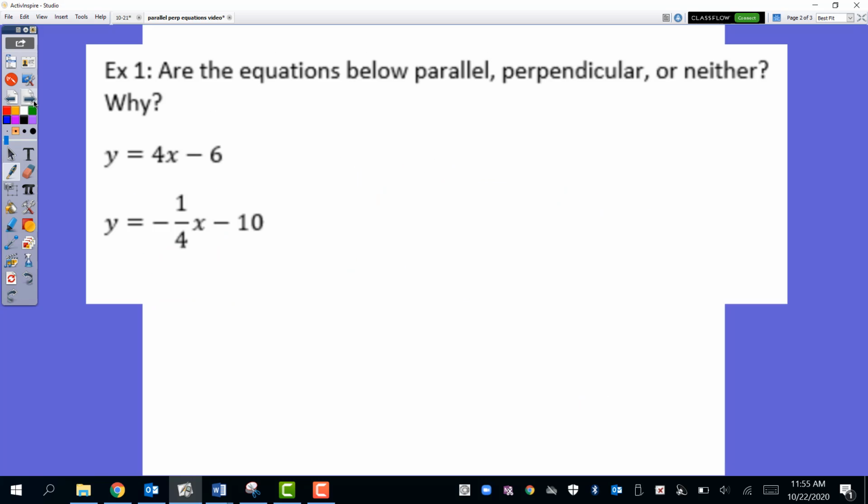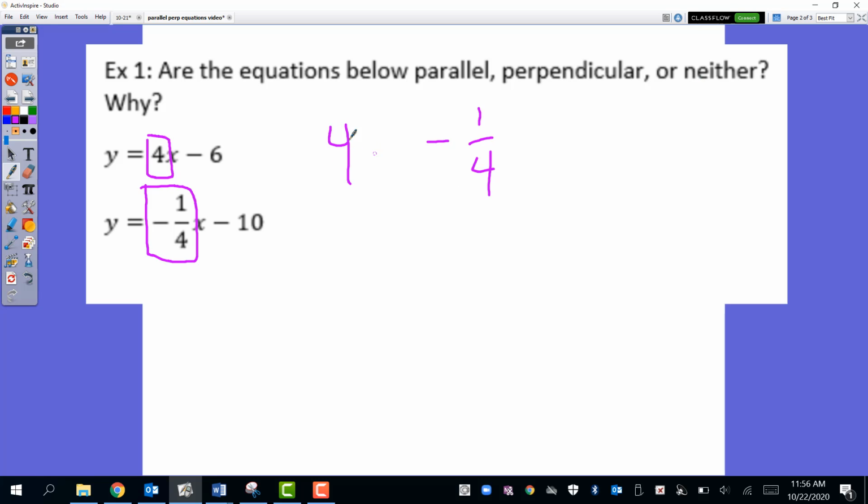So when we look at number 1 and it says, are the equations parallel, perpendicular, or neither, what number am I supposed to look at? Well, which number is the slope? It's always the number next to x. So in the first equation, I'm only looking at 4. And in the second equation, I'm only looking at -1/4, the slopes. So are these parallel, perpendicular, or neither?